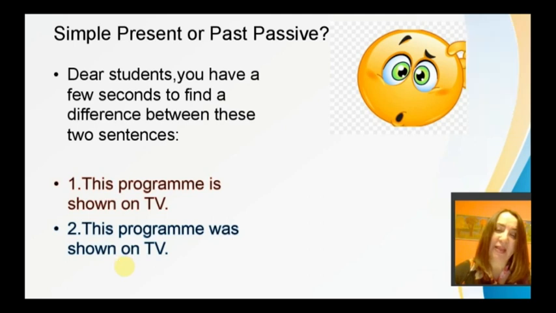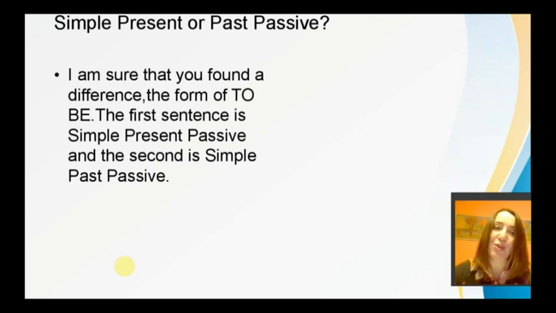Okay, let's see the solution. Simple present or past passive. I'm sure that you found the difference, the form of to be. The first sentence is simple present passive, and the second is simple past passive.